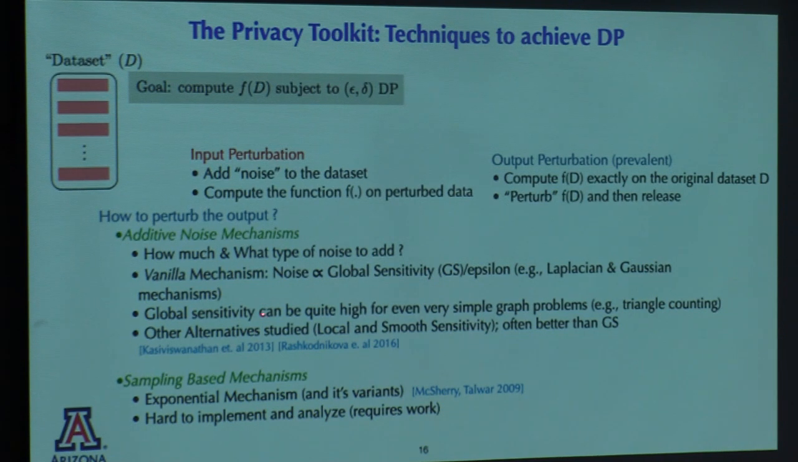Now it turns out global sensitivity can be quite high for very simple graph problems. Give me a graph and you want to ask how many triangles there are in this graph. Very simple computational problem. The sensitivity is proportional to the number of triangles. So the amount of noise will blow up for a very simple graph statistic. There are other alternatives people have studied. I'm not going to talk about that, but I just wanted to give you a quick flavor: additive noise mechanisms are one of the most prevalent ones. Other types of mechanisms are sampling mechanisms, like the exponential mechanism, and I'm going to talk about this in a second.